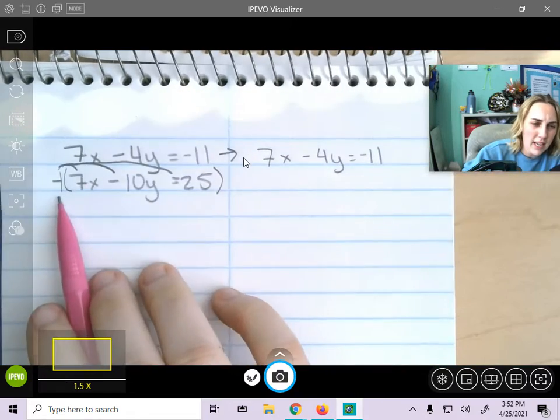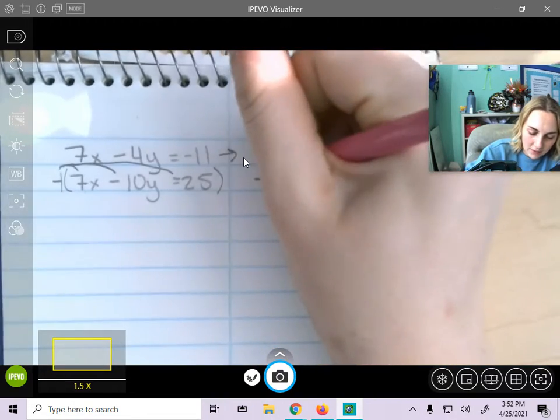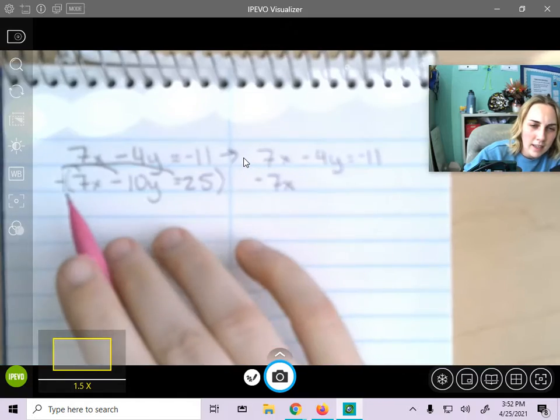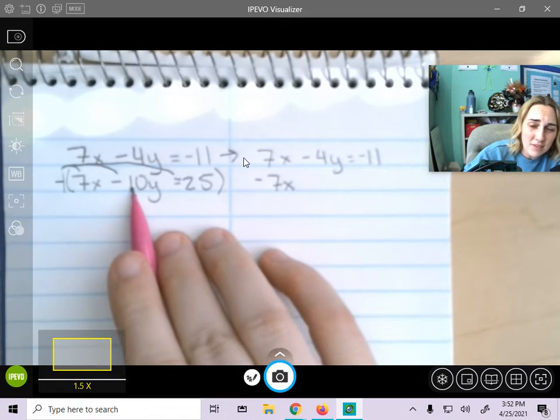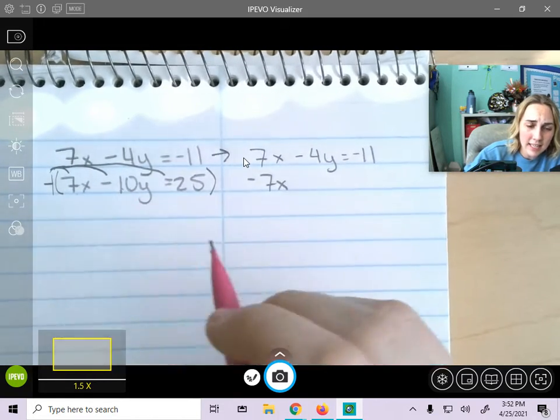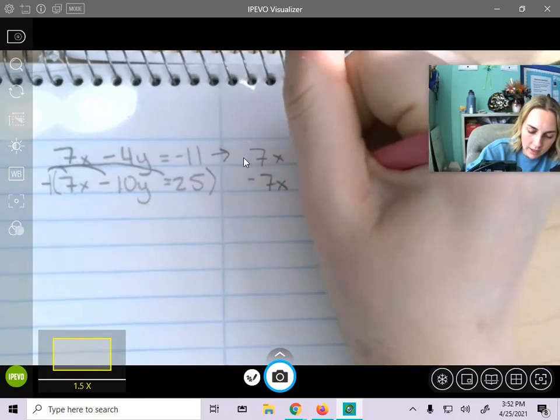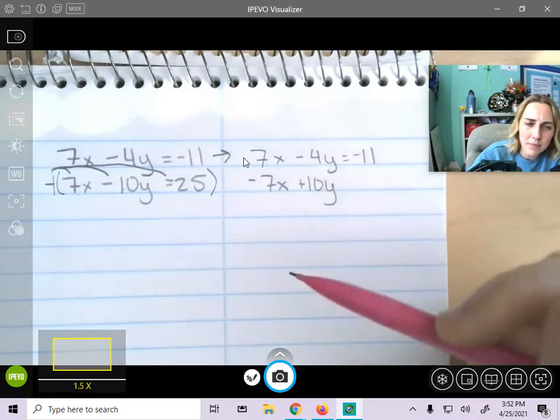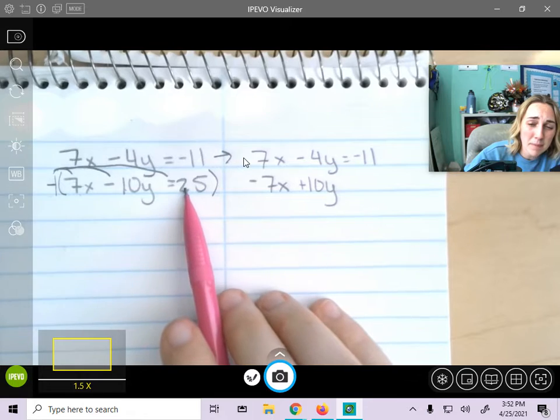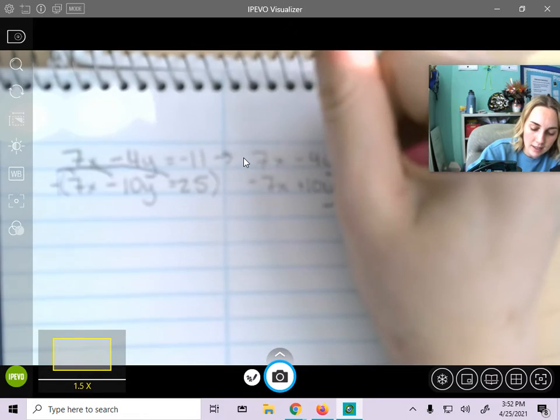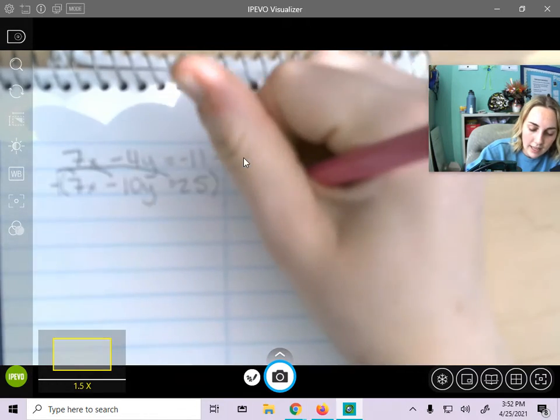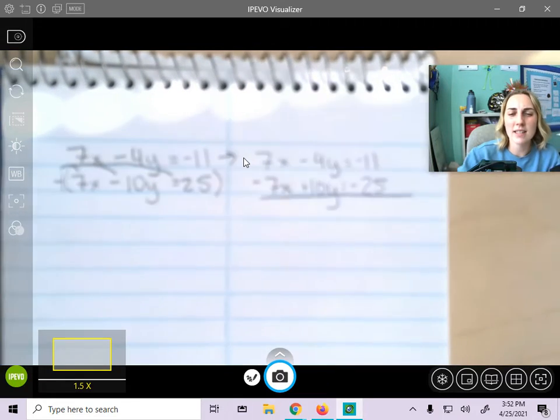All right. So negative 1 times 7 is going to give me negative 7x. Negative 1 times negative 10y. A negative times a negative is going to give me a positive 10y. Okay. And again, I'm lining them up. And then negative 1 times positive 25 is going to give me a negative 25. And now I'm going to go ahead and subtract down.